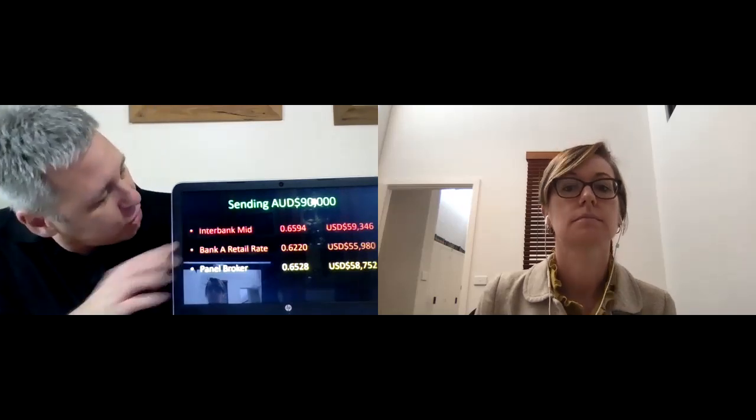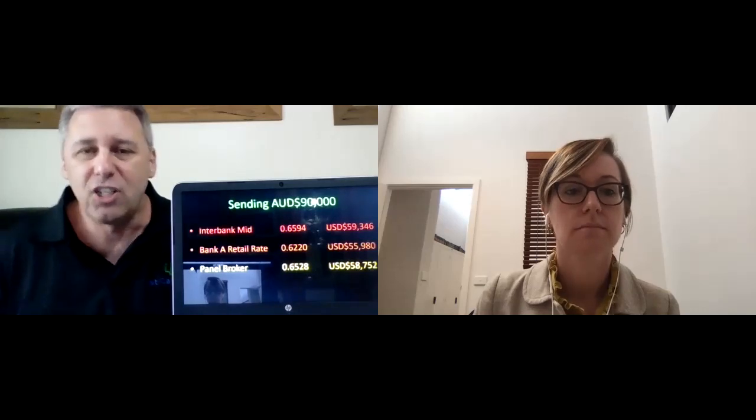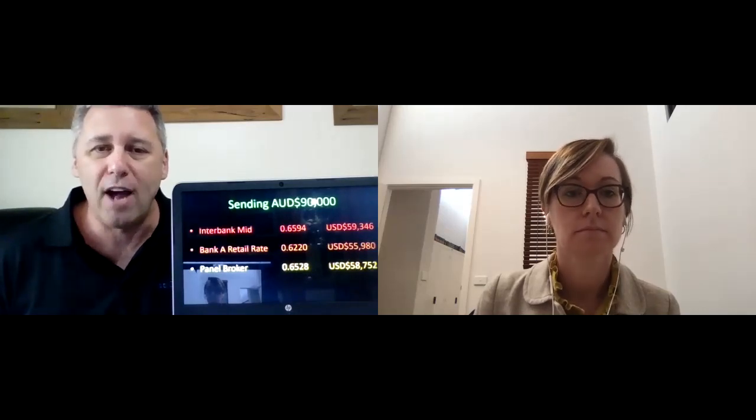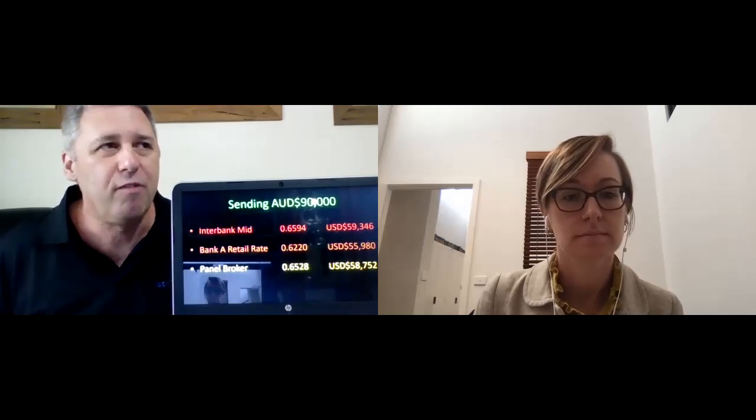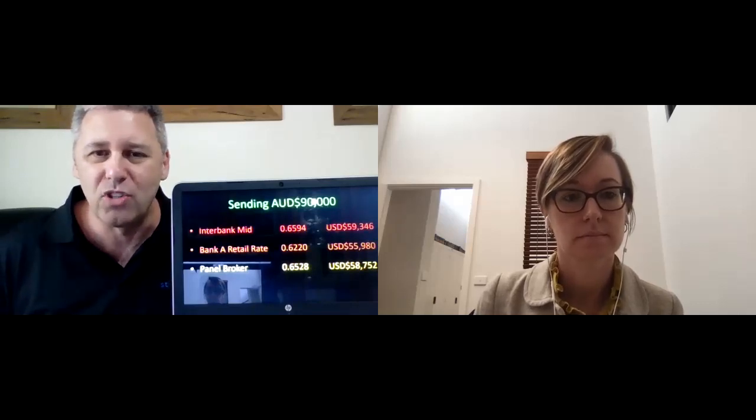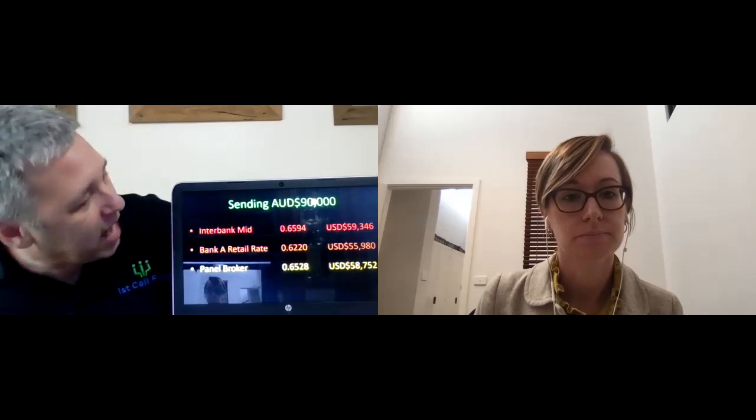Because the rate we've got at the top here, interbank mid, is actually derived from the banks' wholesale rates, where they can buy and sell that money. And we're talking $50, $100 million parcels. So the rate at the top, even the banks can't actually get.